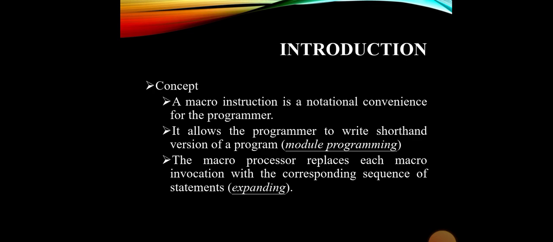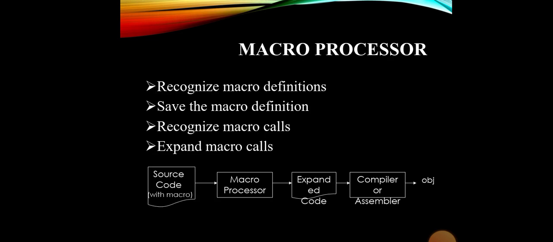The macro instructions are a notational convenience for the programmer, and they allow the programmer to write a shortened version for modular programming. And the macroprocessor replaces each macro invocation with the corresponding sequence of statements, expanded with the coding, into the large program. So next is macroprocessor functions, also called tasks to execute the program.